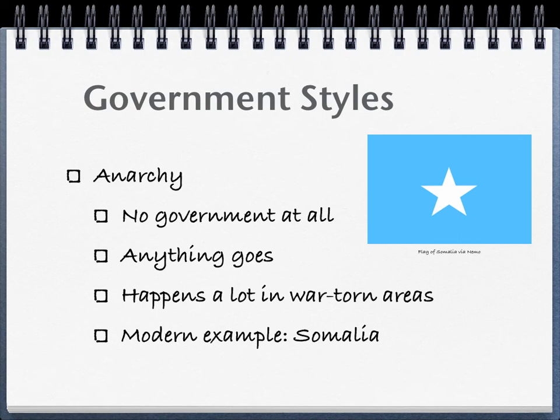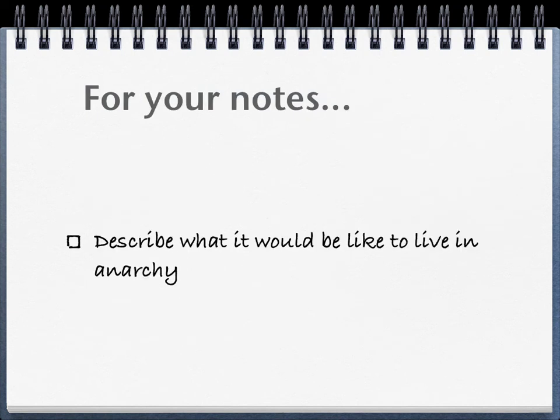This happens a lot in an area that's been war-torn. So even if they have an elected government, they might not have any power. Somalia today is the best example. Once you get out of the capital of Mogadishu, and even in places in the capital, effectively there's no government. You are on your own. It is lawless. Kind of a scary place to be. And with that being said, in your notes, describe what you think it would be like to live in anarchy.